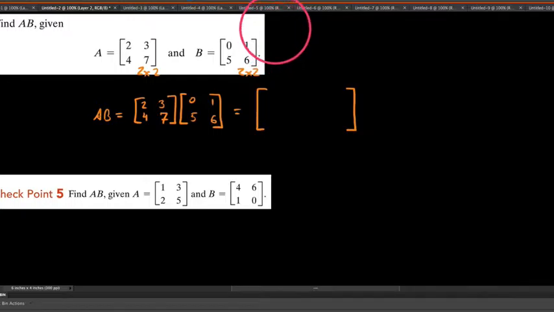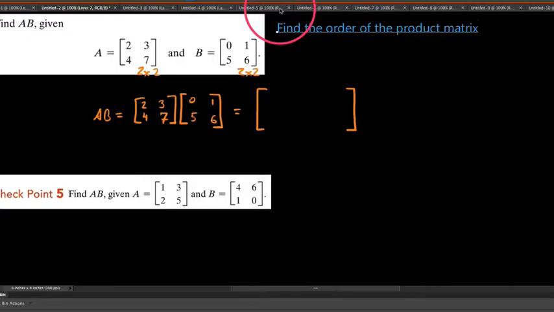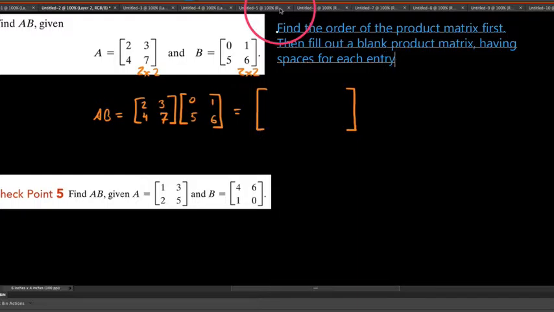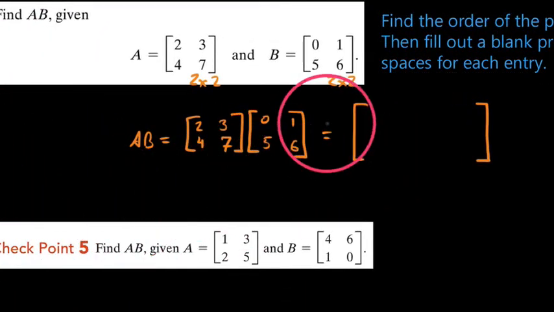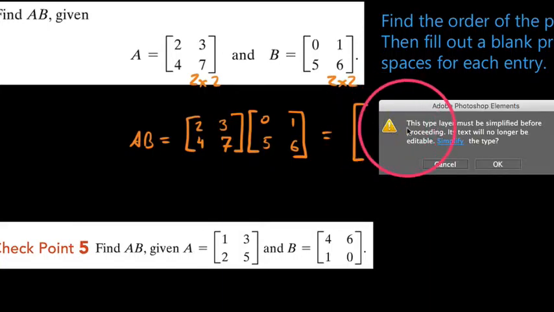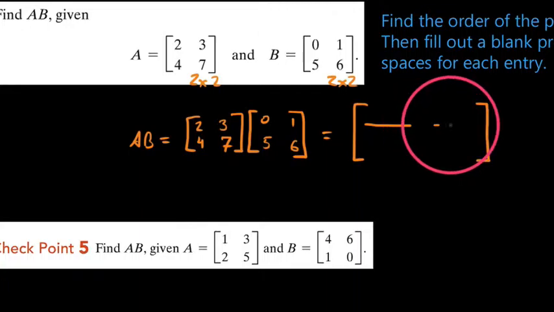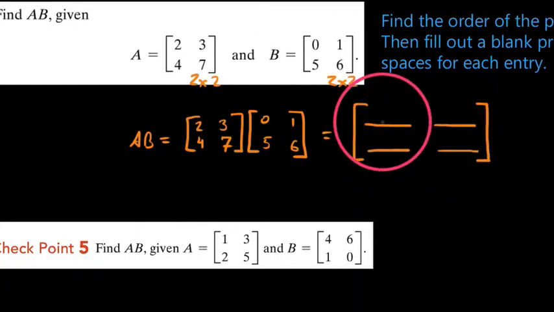Let's try this again. So I would say find the order of the product matrix. Then fill out a blank product matrix having spaces for each entry. What I mean by this is, with my new matrix over here, it's going to be a 2 by 2, but what I would do first is fill out this product matrix, and I would put blank spaces in all of these spots where I know I'm going to have an entry. Since it's a 2 by 2, I'm going to get entries here, here, here, and here.